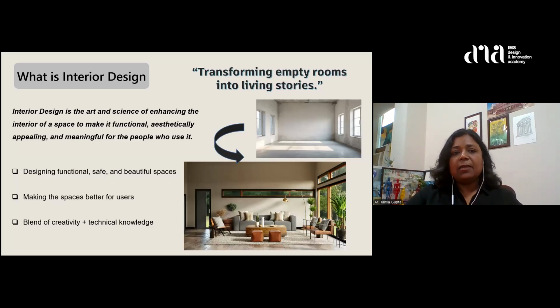So if I summarize, interior design is a course where you have to design empty spaces, take care of the functional and aesthetic aspects of that space, take care of who the users are, and with your creativity and technical knowledge, provide them the solution.